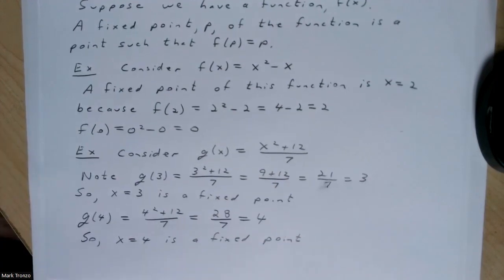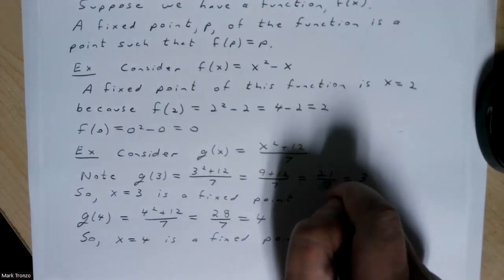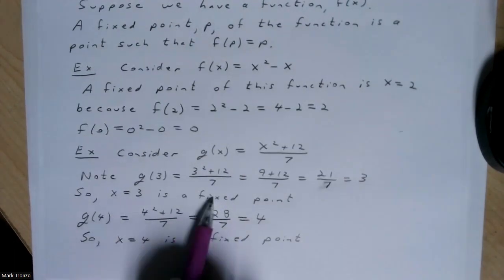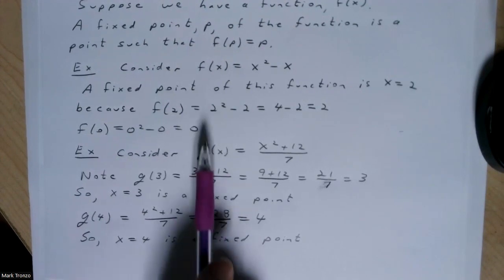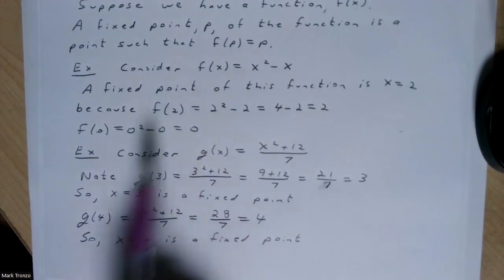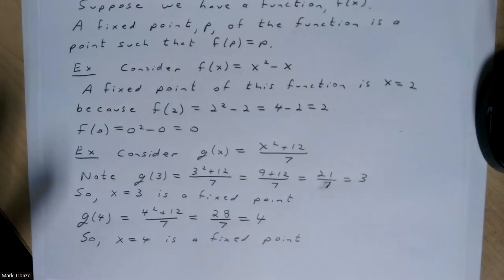So here, these are just some examples of fixed points. The fixed points here: 3 was a fixed point, 4 is a fixed point, up here 2 is a fixed point, 0 is a fixed point. And of course, it's going to differ as the functions differ.